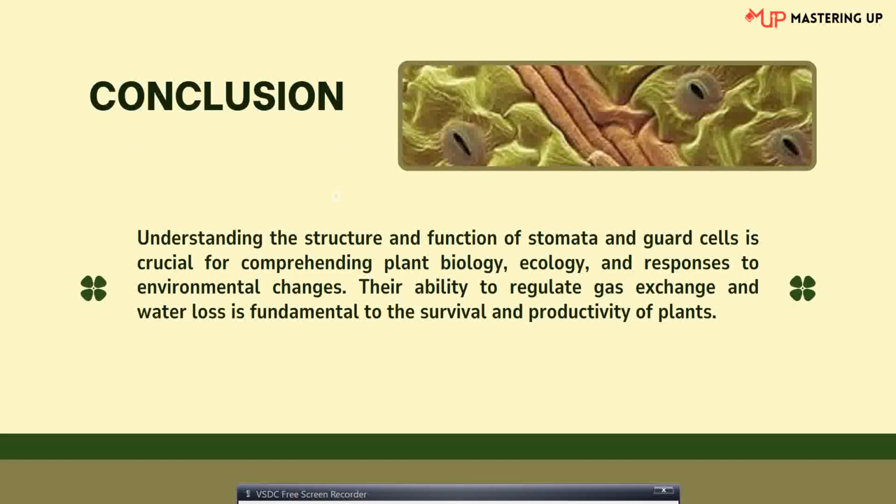Now coming to the conclusion. Understanding the structure and function of stomata and guard cells is crucial for comprehending plant biology, ecology and response to environmental changes. The ability to regulate gas exchange and water loss is fundamental to the survival and productivity of plants. So basically these guard cells and the stomata are really very important to plant function. If it is important for the plant, then indirectly it is influencing our life also. Because everything is connected to each other, that's why the stomata is really important for us.